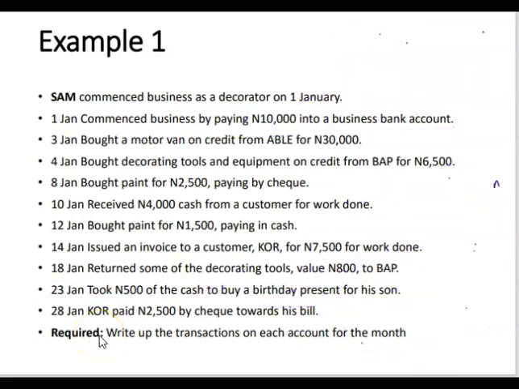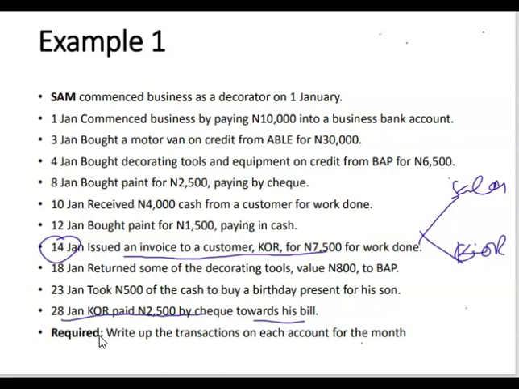Finally, let's look at what happened on the 28th. Call paid 2,500 by check towards his bill. Who is Call? Have you recorded anything for Call? Look at this date. We invoiced Call for the service done. I will say this is what? Sales and Call. Call was owing us because they have not paid. That's why we gave an invoice. Call here was playing a receiver, while sales was a giver.